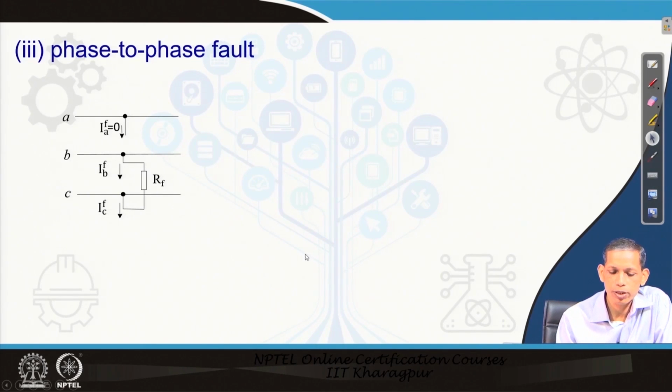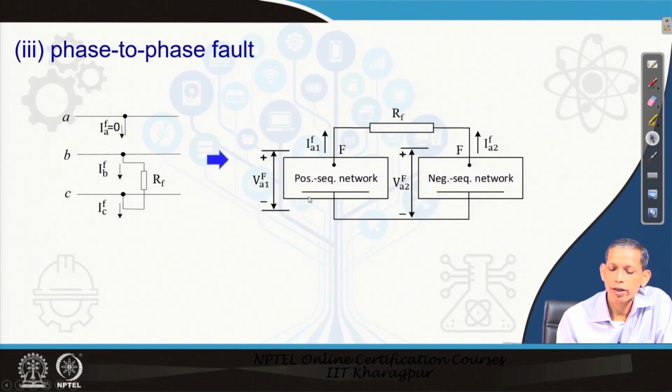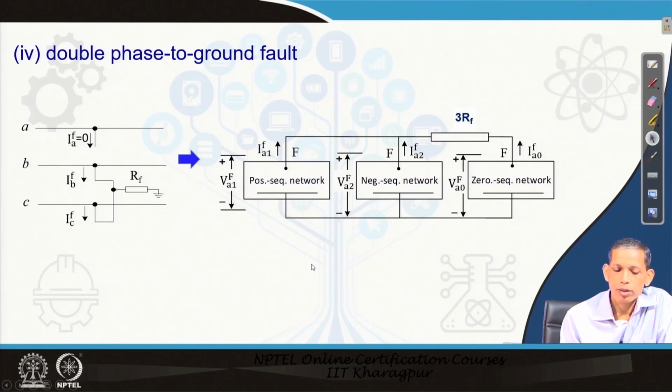Phase to phase fault, similarly you can extend the idea. In this case no ground is involved, so IA0 is 0. IB and IC, this is a BC type fault, and the corresponding sequence diagram is shown as per the relation. For phase A, the positive sequence and negative sequence components are connected in parallel, as shown here, and in this case IA1 fault equals minus of IA2 fault.